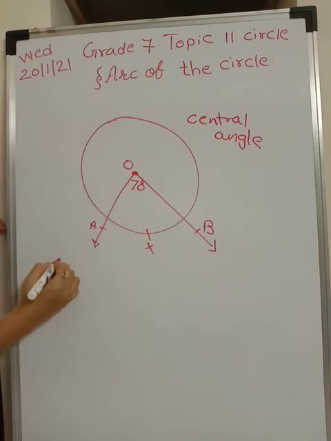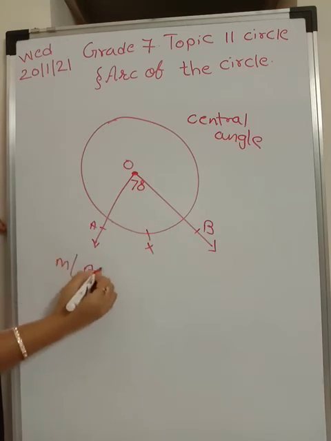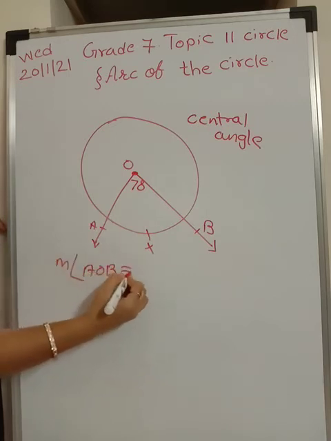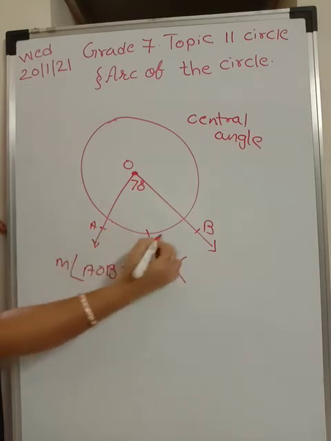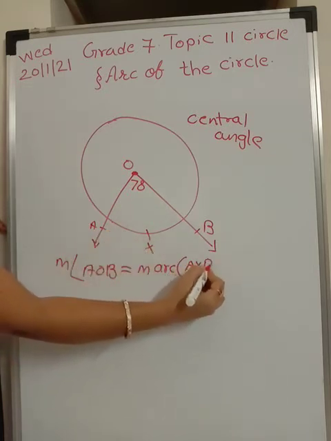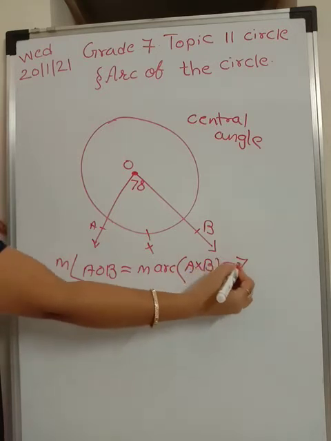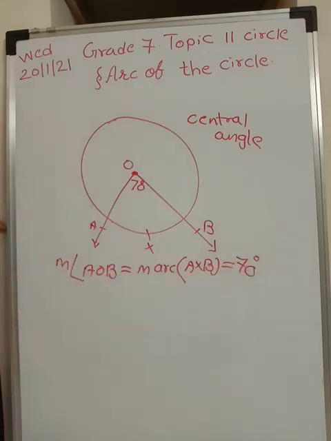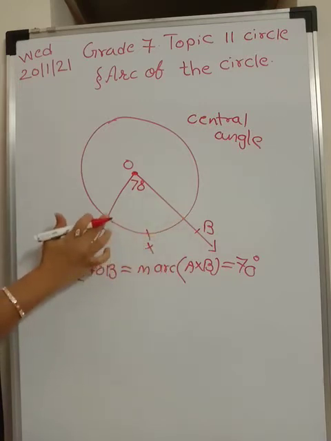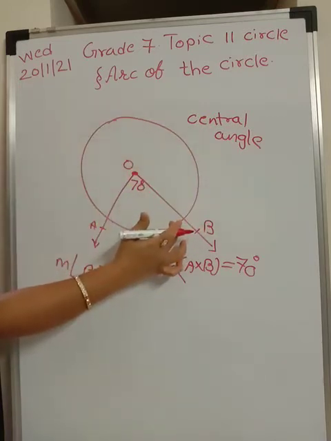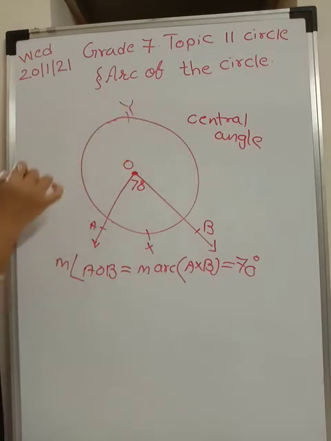So in this case we say the measure of angle AOB is exactly the same as the measure of arc AXB, which is equal to 70 degrees. Is this clear? Now AXB is a minor arc. What will be the measure of this complete major arc, if I write here AYB?